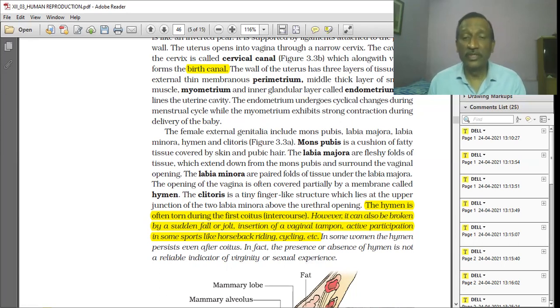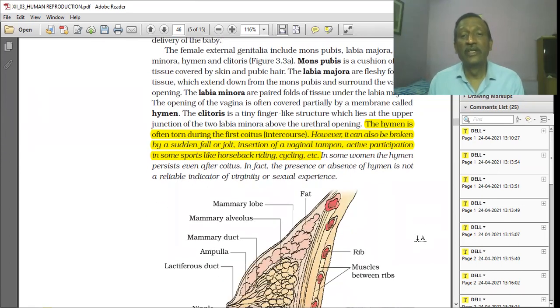In some women the hymen persists even after coitus. In such a case it has to be removed by surgery. So in fact, presence or absence of the hymen is not a reliable indicator of virginity or sexual experience.